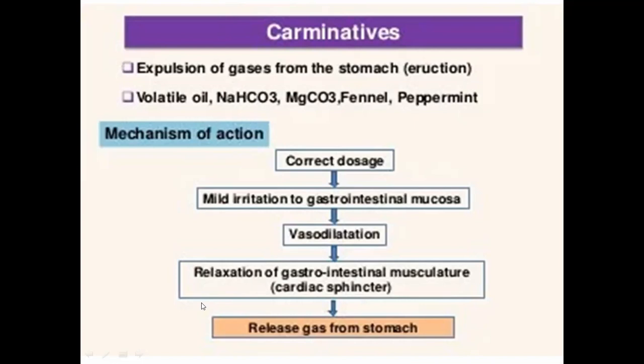The first one is correct dosage. Firstly, administer the carminative in the correct dose; it produces mild irritation of the GI mucosa, that is gastrointestinal mucosa. After irritation of the GIT mucosa, it produces a vasodilation effect. Because of vasodilation, there is relaxation of the gastrointestinal muscularis, that is sphincters. What is meant by sphincters?